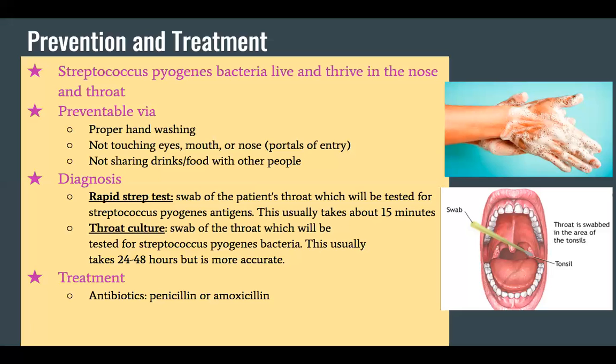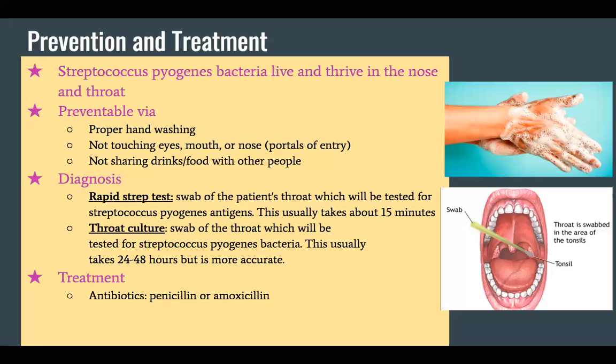But this test will give a false negative more often. So if that comes back negative, but your symptoms still show that you likely have strep throat, the doctor can order a throat culture, which is done using the same technique of swabbing the tonsils. However, this test tests for Streptococcus pyogenes, the actual bacteria of the disease. And so this one usually takes a little bit longer and will take between 24 and 48 hours. But this one is more accurate at telling whether or not you have strep throat.